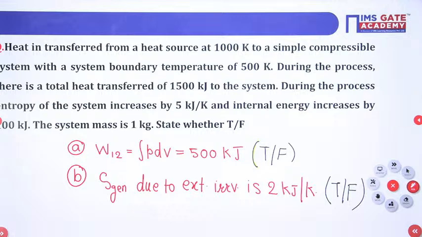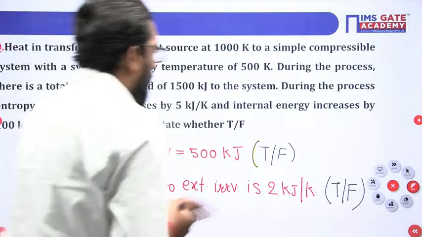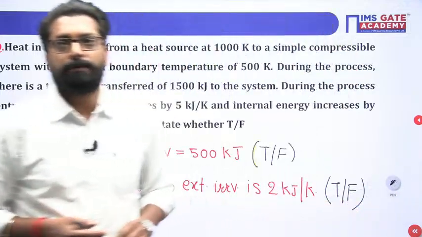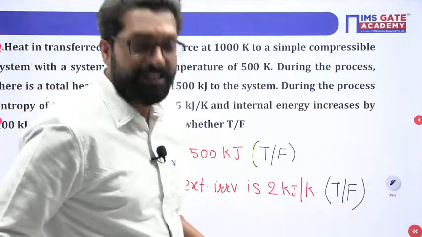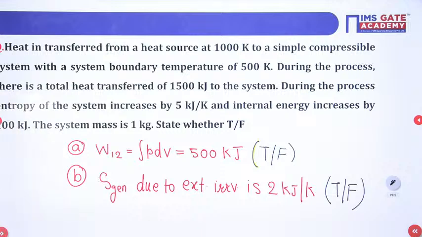The first statement is the work transfer: the work done, integration P dV, is equal to 500 kilojoule. Statement B: entropy generation, S generation due to external irreversibility, is 2 kilojoule per Kelvin. So first identify whether these two statements are true or false. Please tell me beta. Really, this question is my favorite question and it is a very good question.